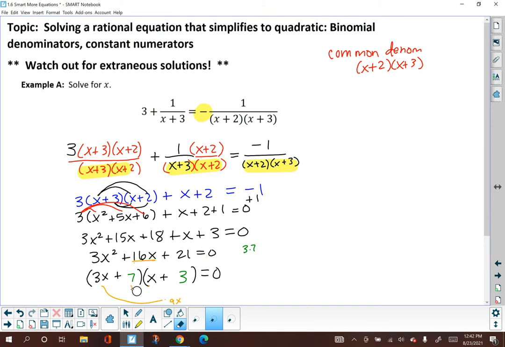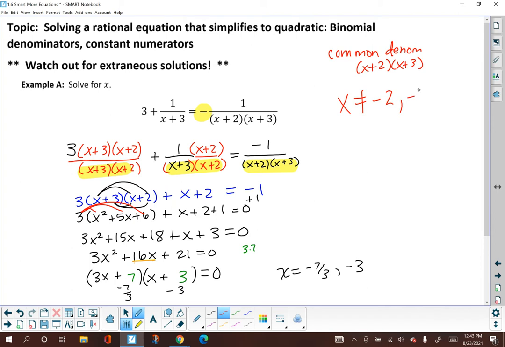Okay, so we got it factored, and that gives us 2 solutions. So we have x is equal to, subtract the 7 and divide by 3, negative 7/3, and negative 3 would be the other one. Now, be extra careful here because anytime you're dealing with rationals, you've got to watch out for extraneous solutions. Our 2 excluded values are negative 2 and negative 3. Those cannot be our answers. So the negative 3 is extraneous, and we just have one solution, which is negative 7/3.